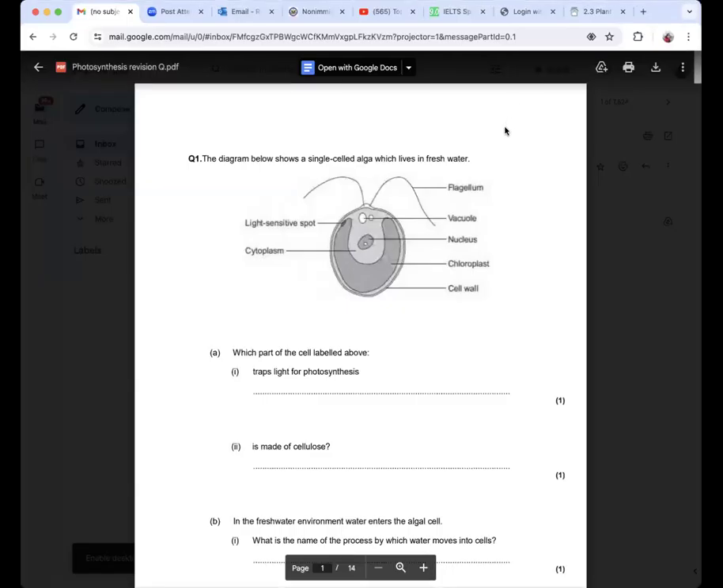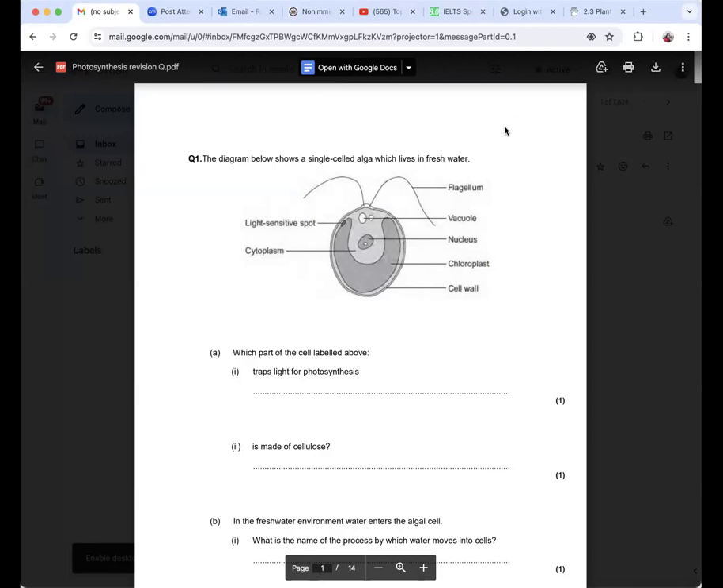All right, so we start with the first question, which says the diagram below shows a single algae which lives in fresh water. Which part of the cell labeled above traps light for photosynthesis? So what do you think is the correct answer? It's the chloroplast.